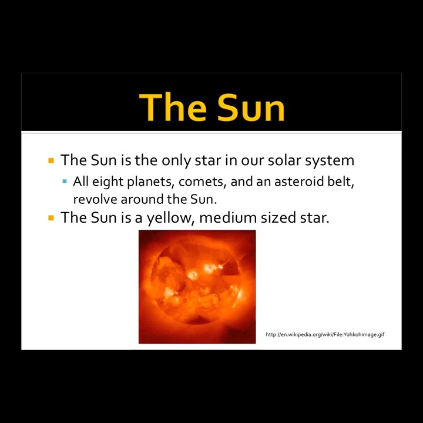The closest star that we have is the Sun. The Sun is the only star in our solar system. All of our planets, comets, and an asteroid belt revolve around the Sun. The Sun could be called a yellow, medium-sized star.